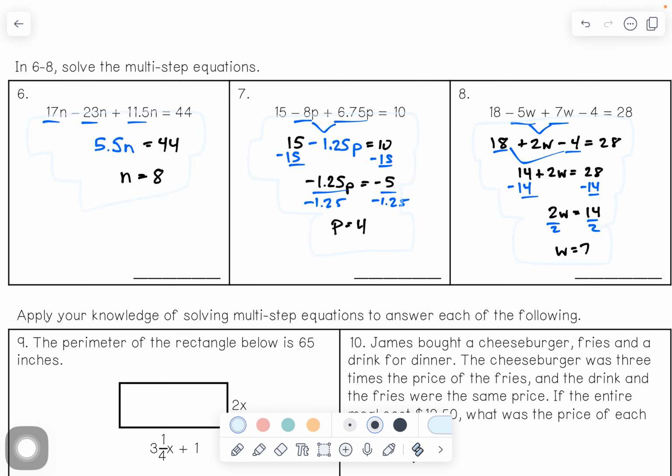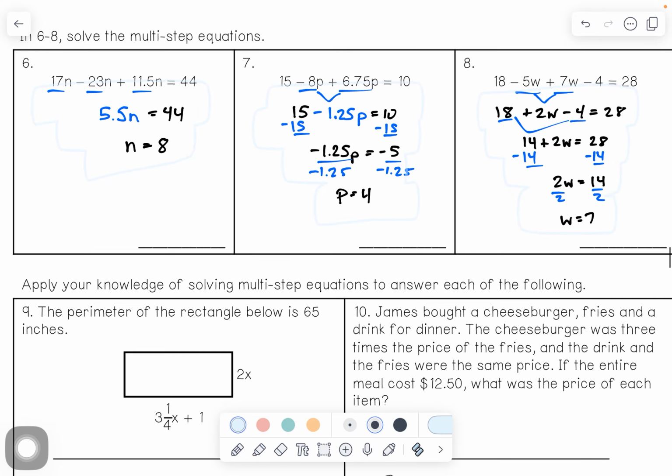Okay, there's your answers for 6, 7, and 8. All right, and if you need to pause again to copy down anything that you missed, or to just observe the work before we move on, feel free to do so.